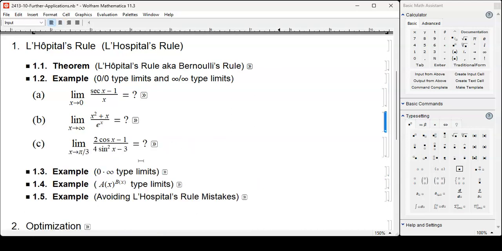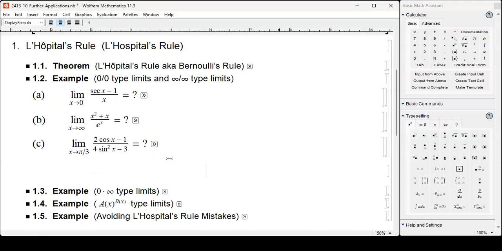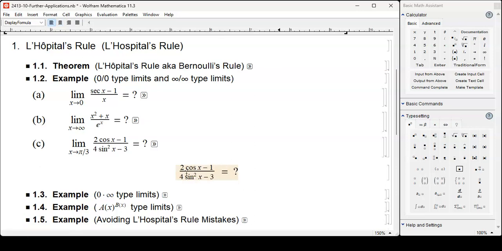Okay, last problem here. How about this? This looks a bit complicated. And is this indeed a 0 over 0 type or infinity over infinity type? Please check your computation. Is this a 0 over 0 type or an infinity over infinity type problem? Want to check? Okay, let's go ahead and check.